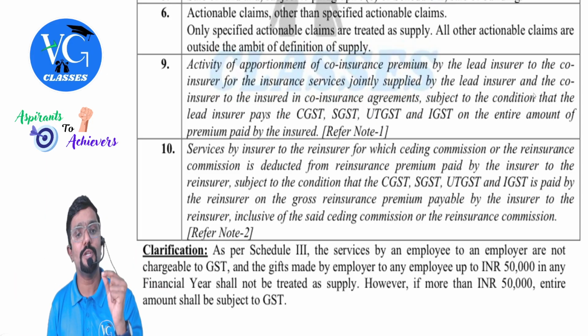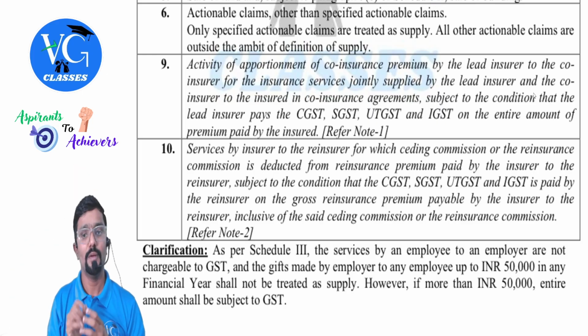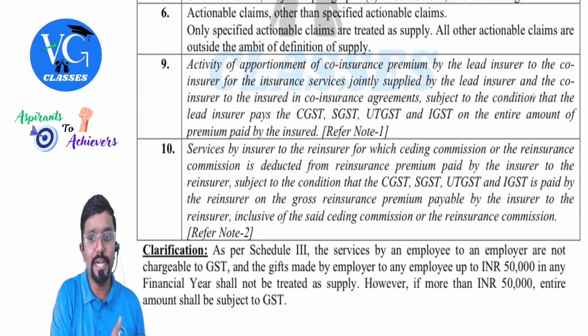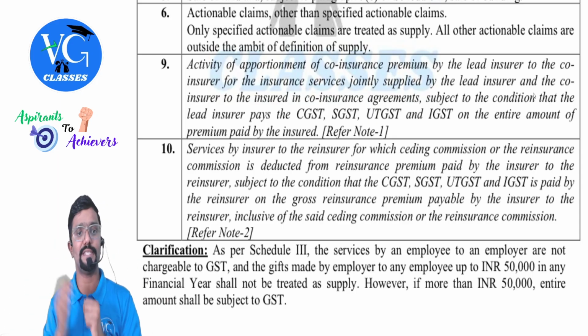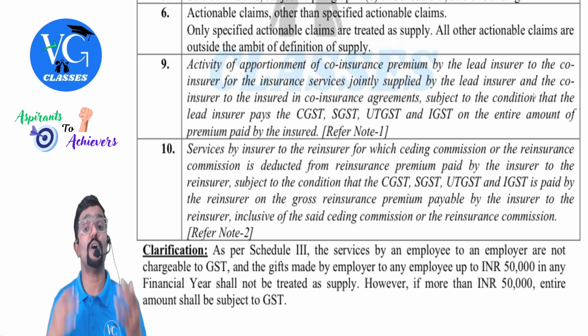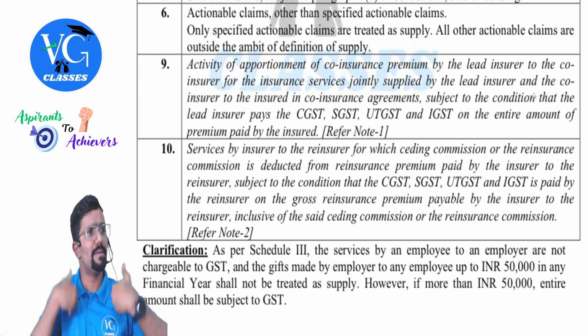Okay, let me begin again. Activity of apportionment of co-insurance premium. How much is that in my example? 25. By whom? Who is giving to whom? Lead insurer to co-insurer. That is SBI to ICICI. For the insurance services jointly supplied by the lead insurer and co-insurer. Did they jointly accept the risk?